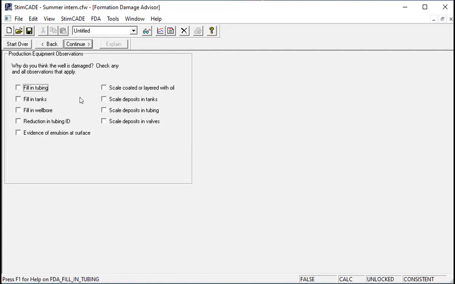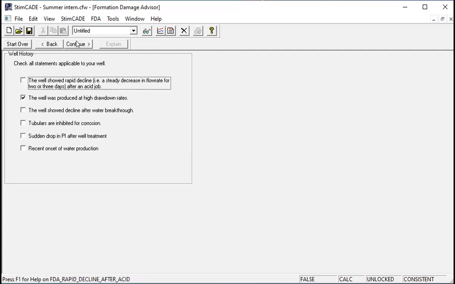They are also asking for production equipment observations. Have you observed anything in the production equipment, like some kind of scale, or have you seen any reduction in the tubing inner diameter? Is there any kind of observation that has been seen on that particular parameter? We'll just assume that we have not seen anything as far as that is concerned. Then check all statements applicable to your well. The well showed rapid decline. The well was produced at high drawdown rates.